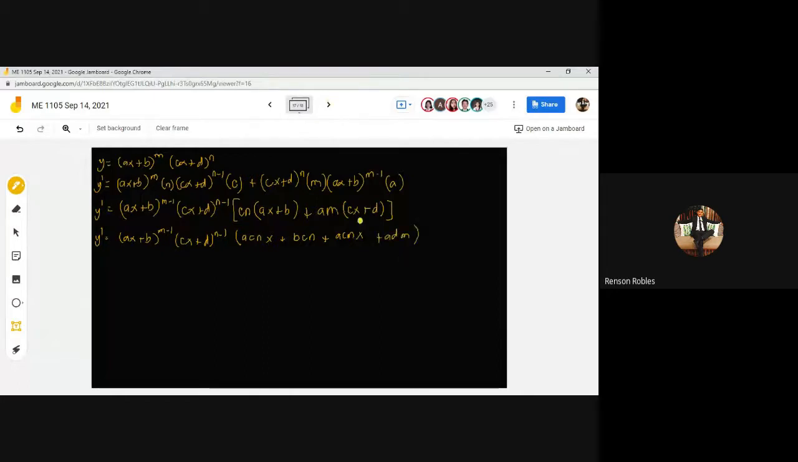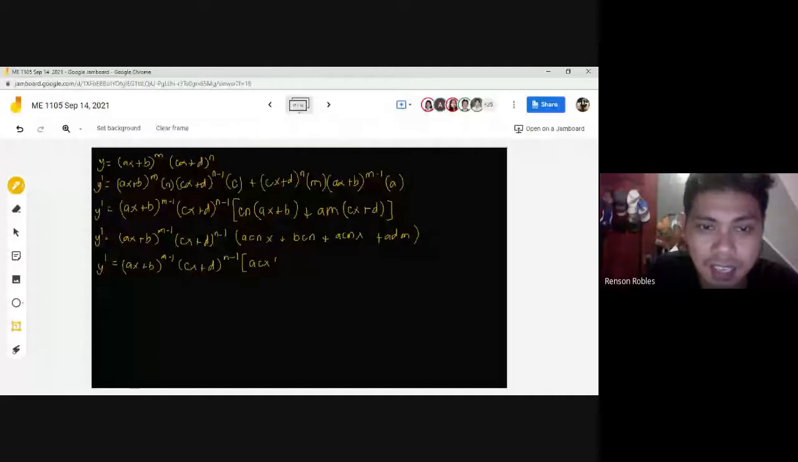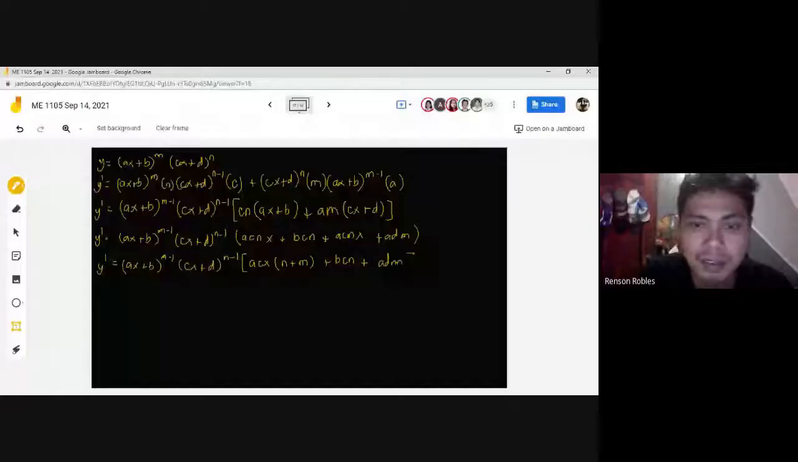And then finally, you now have ax plus b raised to m minus 1, cx plus d raised to n minus 1 times, then we just factor out ACX. ACX times n plus m. ACX, then n plus m. Then you just copy BCN plus ADM. Okay, and this is the formula that we're going to use.